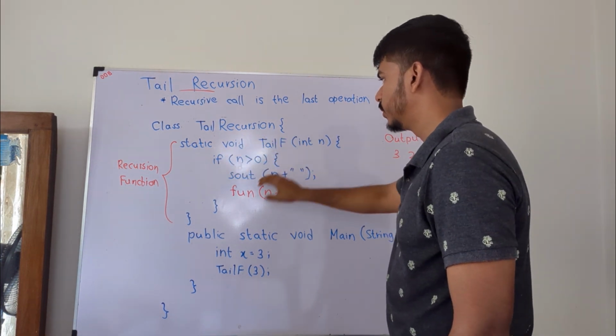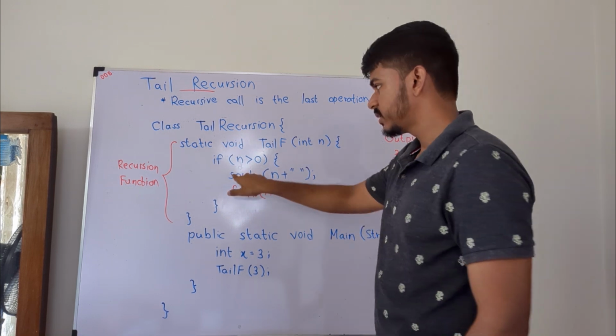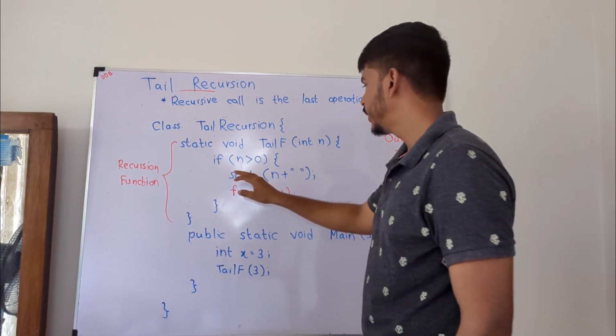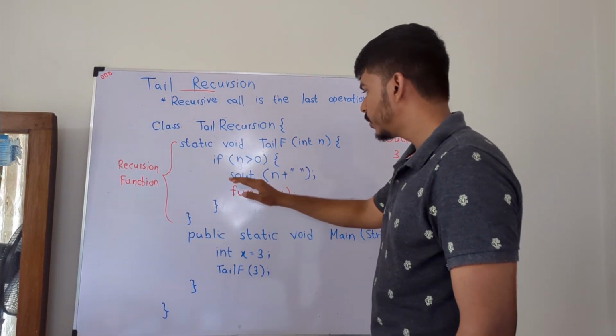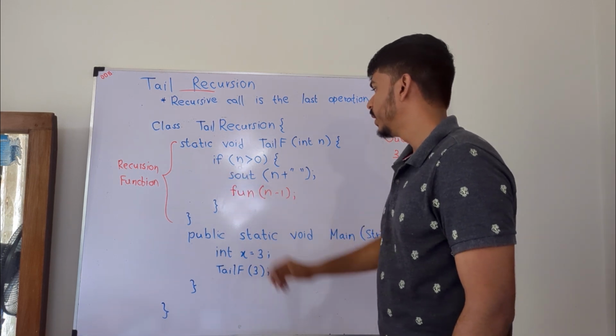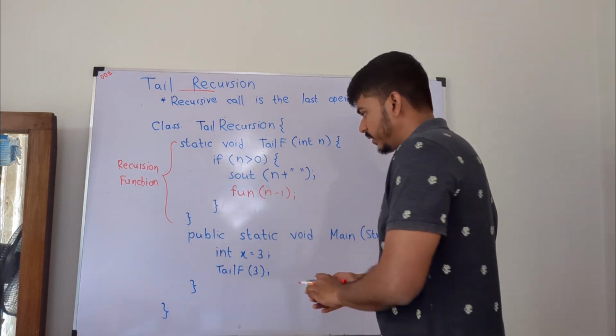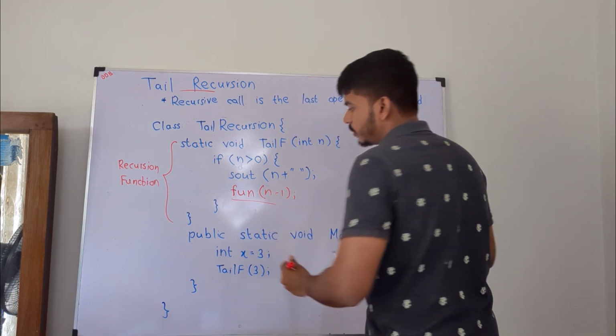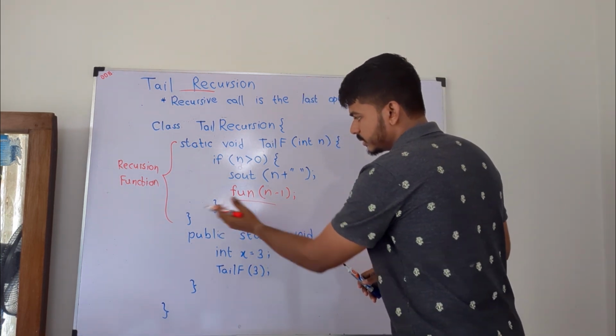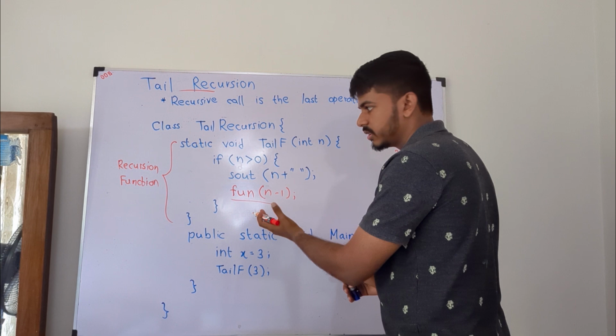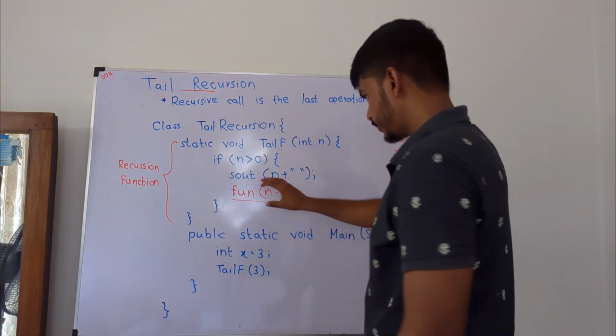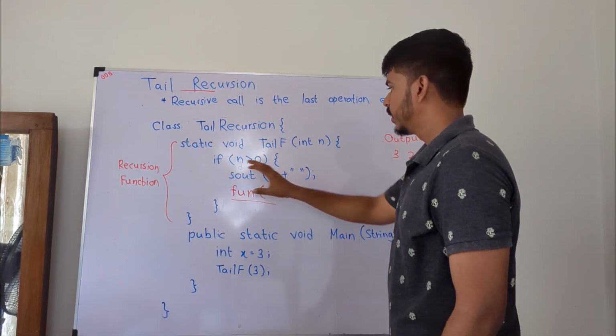is greater than 0, then prints that number. sout means System.out.println. Then it calls the same function. Here you can see that after this recursive call, there is no operation done in this function. So this is a tail function.